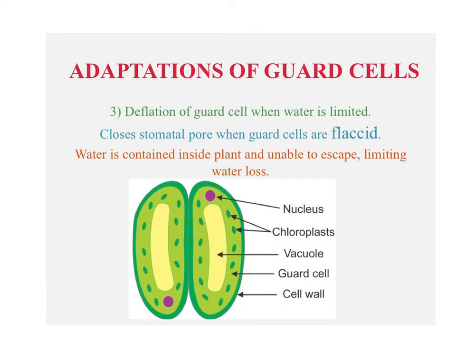And the final adaptation, as we said, linked to the second adaptation, is that guard cells deflate or become flaccid when the water is limited. So when they don't have water that they are able to lose, the flaccidity or the movement of water out of the guard cells means that the stomatal pore is closed. Means that gas exchange can't happen, but also is a protective mechanism, because water ends up being contained inside the plant. It can't get out of that stomatal pore. You're not going to lose it. Your plants aren't going to start drooping.